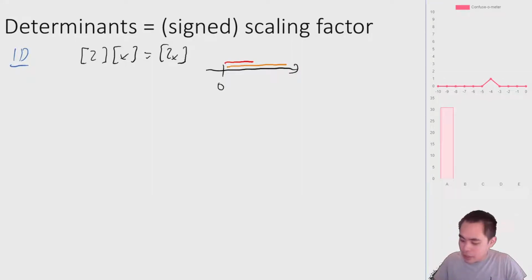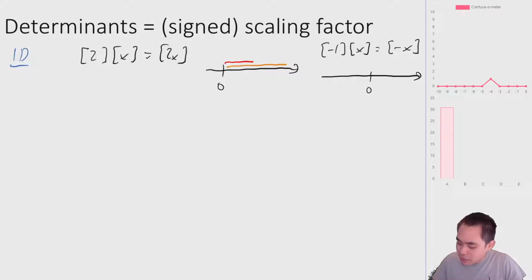On the other hand, if you had, say, minus 1 times x, that's equal to minus x. The determinant of that is actually just minus 1. And so instead of scaling it up, what's going to happen is you're going to actually flip it. If you have a line there, the new line is going to be there. So the minus sign represents some sort of flipping transformation. We're not going to go into too much detail there, but this is why you have negative scalings: when you have a negative scaling, that means you flipped something.